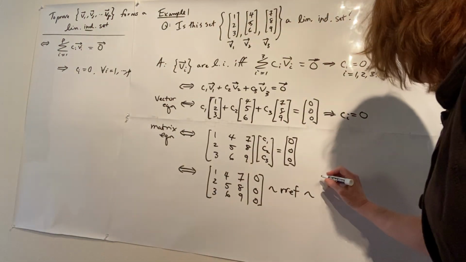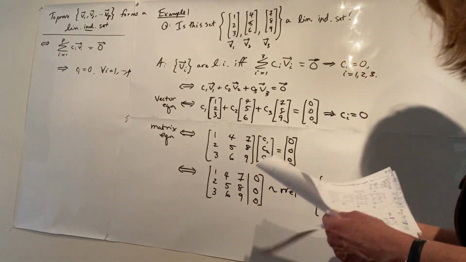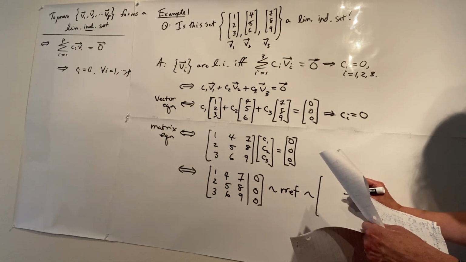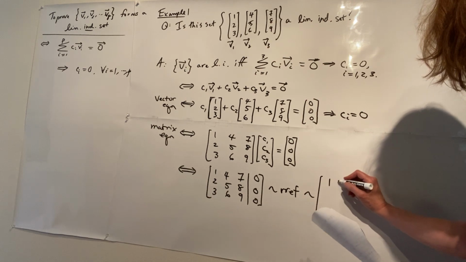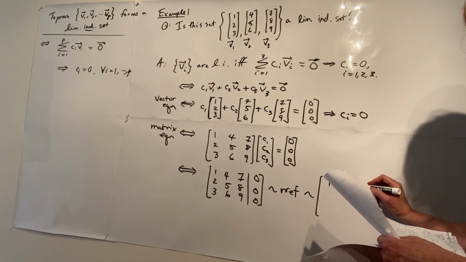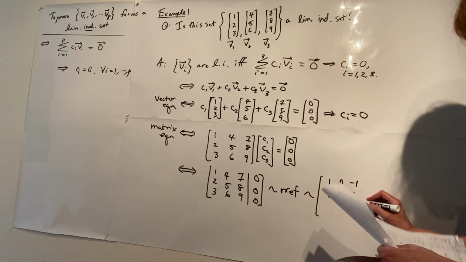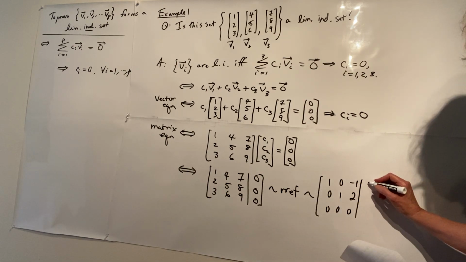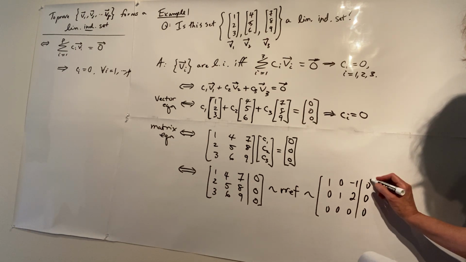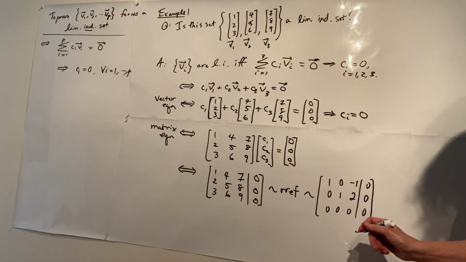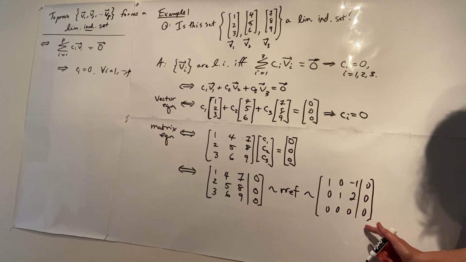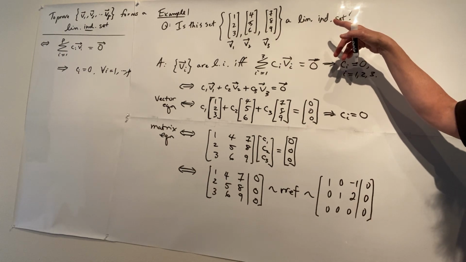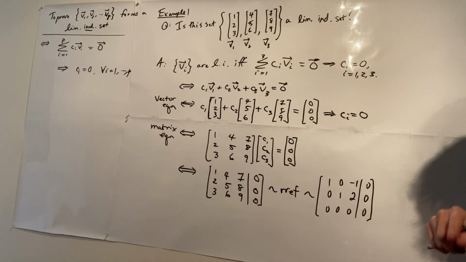Okay, so if we do our REF on this, we end up getting this. Right. So 1, 0, minus 1, 0, 1, 2, 0, 0, 0, and of course, still a bunch of zeros over here. Okay, now you should stop the video and ask yourself, what does that mean? Can you interpret this back into this problem and answer that question? Okay. Make sure you can do it.